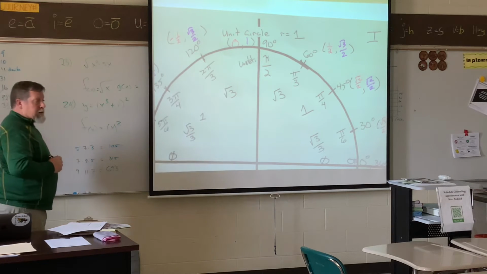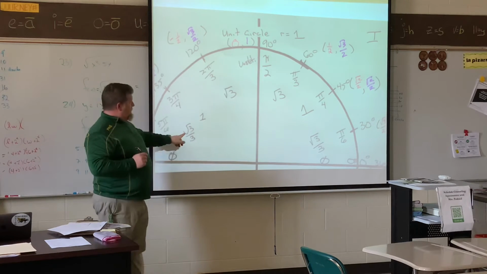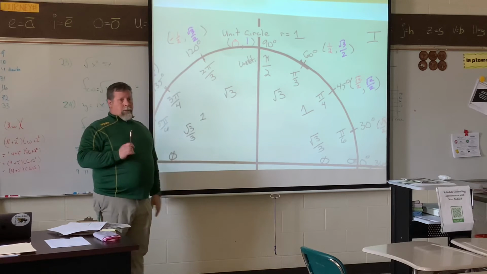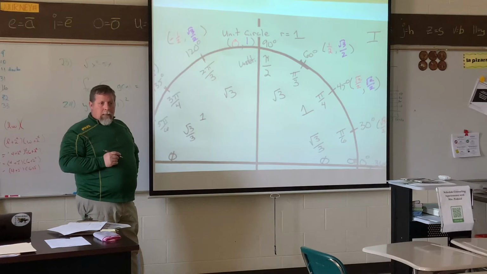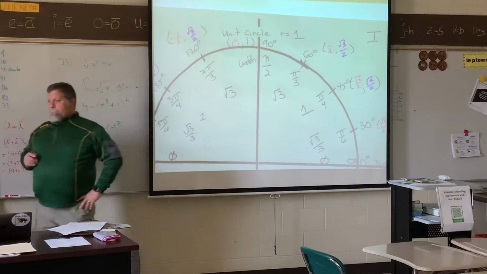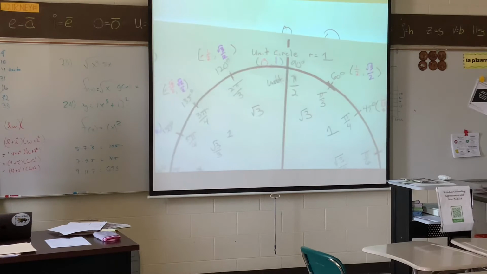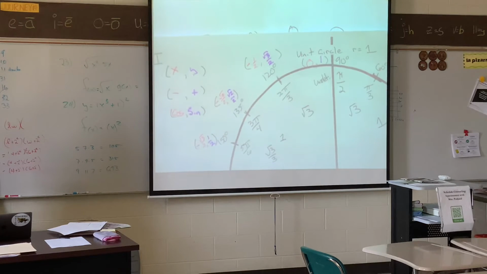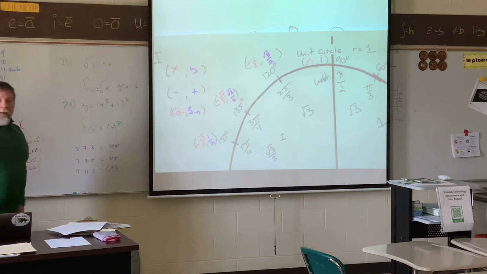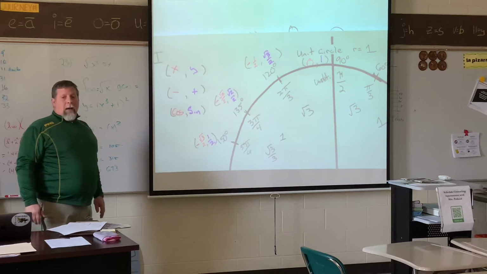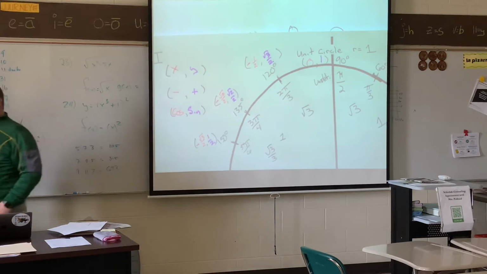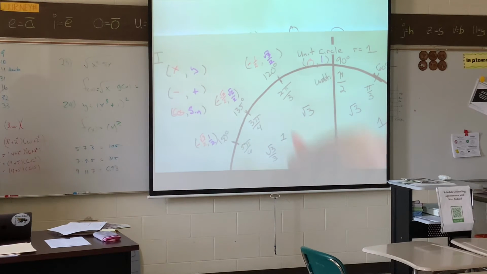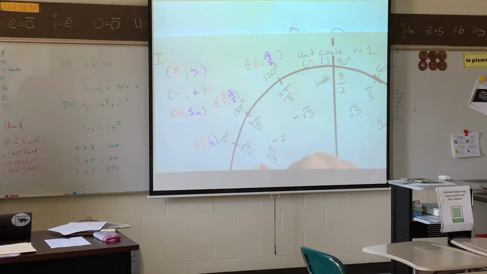Now I want to analyze this, Leah. Are these going to be positive numbers or negative numbers? Correct. Why? Because the x's are negative and the y's are positive. A positive divided by a negative is a negative. Therefore, tangent will be negative right here. Negative, negative, negative.